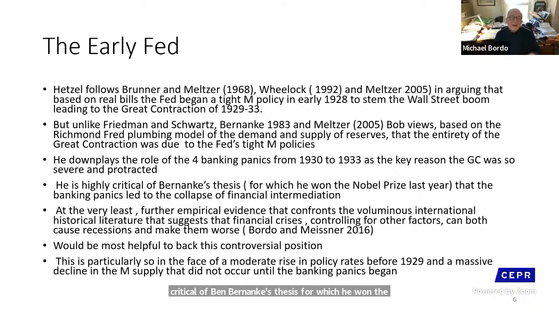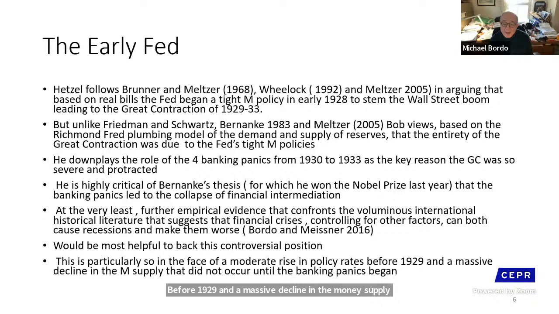So I think that at the very least here, we need some empirical evidence which confronts the voluminous international historical literature, which suggests that financial crises, controlling for other factors, can both cause recessions and make them worse. And this is the work we've done with Chris Meissner. So I think this needs more backing. And it's particularly so in the face of a moderate rise in policy rates before 1929 and a massive decline in the money supply that didn't occur until the banking panics began.